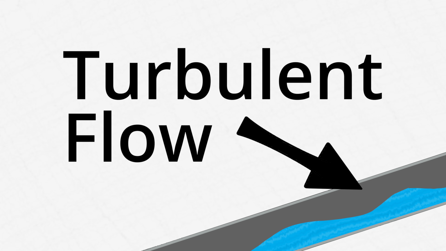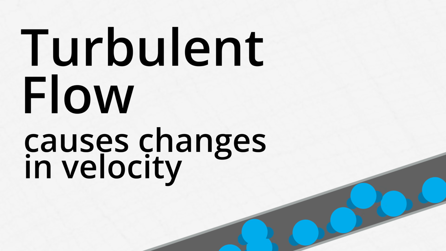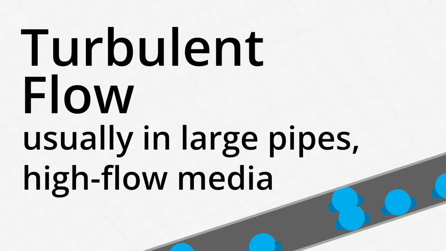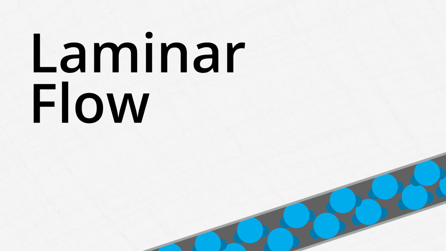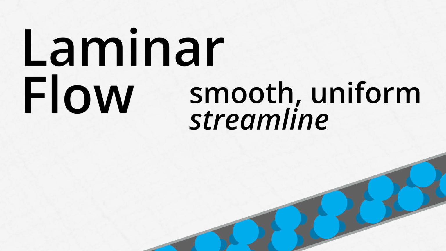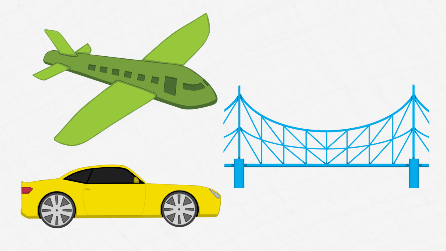By the way, this pipe is an example of turbulent flow, where the fluid particles flow irregularly, which causes changes in velocity, and usually occurs in large pipes or other high-flow media. The other kind of flow is laminar flow, where the fluid particles move along a smooth, uniform path called a streamline, and this usually occurs in small pipes and other low-flow media. Bernoulli's principle is a primary component when designing things that move through air, like cars, planes, and bridges.